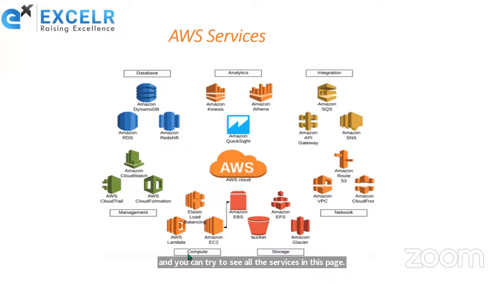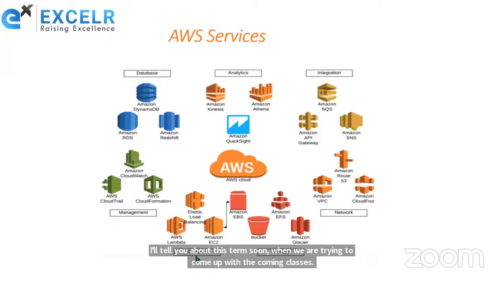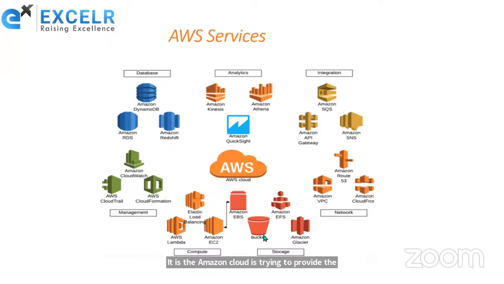So as I told you, the compute services is nothing but where you can deploy the virtual server environment. Here you can see Lambda, Elastic Load Balancer, Amazon EC2. I'll tell you about these terms soon in the coming classes, but you can see the main things. Amazon Cloud provides compute services, storage services where you can store the data, and network services, like we just discussed about the network aspects like Wi-Fi, networks, routers, the switches and the firewalls. It comes under networking terms.